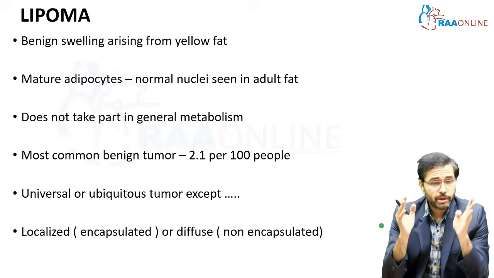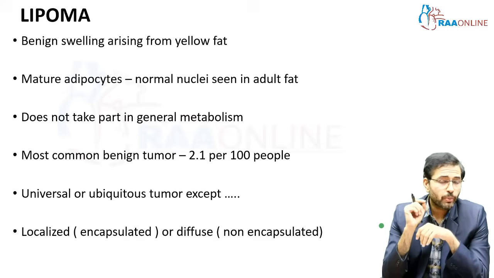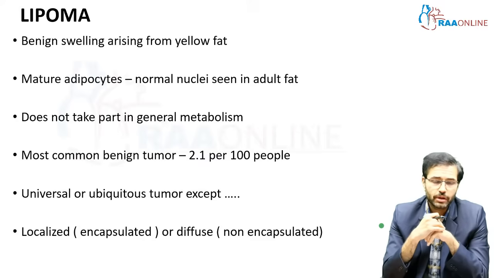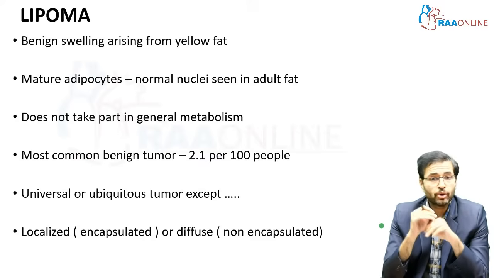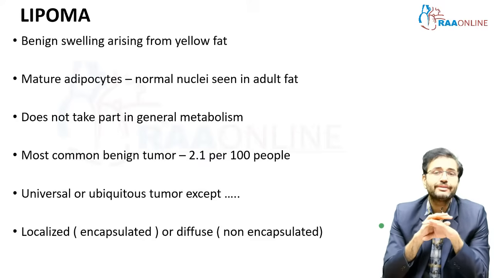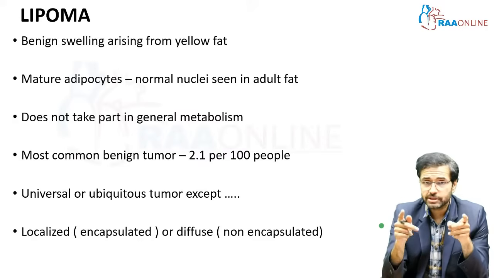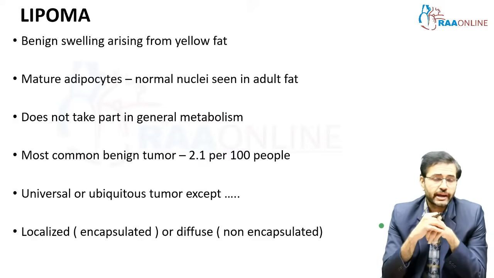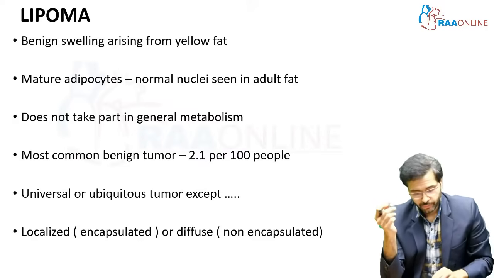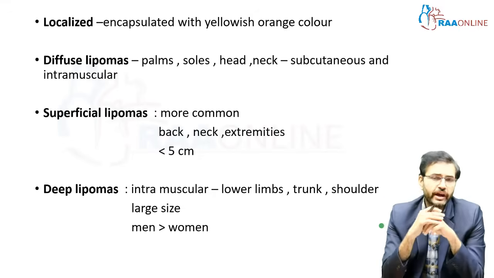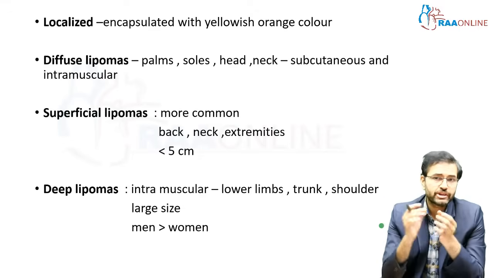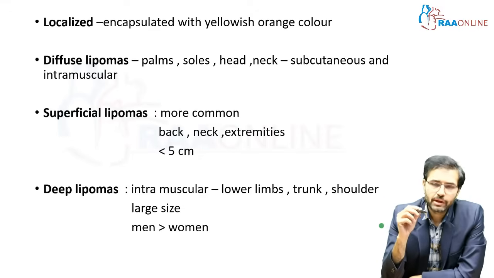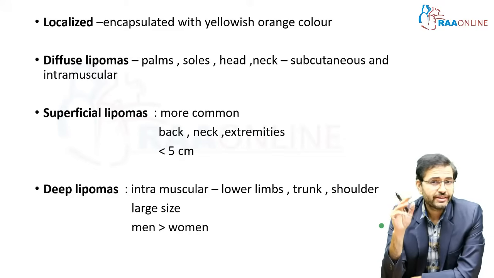It is the most common benign tumor with an incidence of 2.1 per 100 people. It is called a universal or ubiquitous tumor because it occurs in all areas except the brain. It can be localized or diffuse. If it is localized, you find that it is well encapsulated with a yellowish orange color. If it is diffuse, this capsule may not be present.